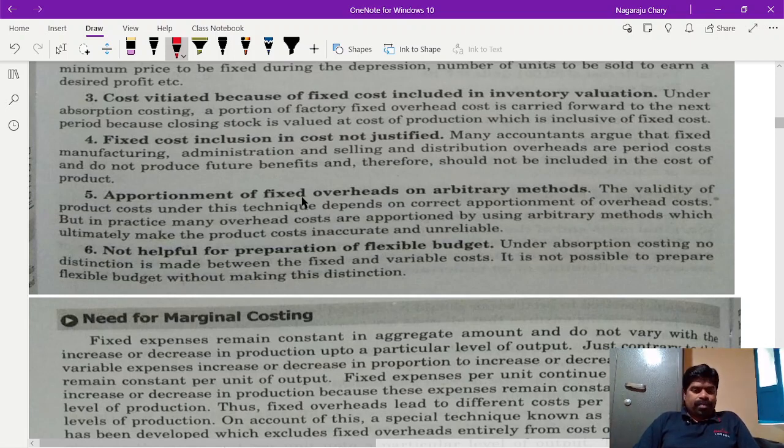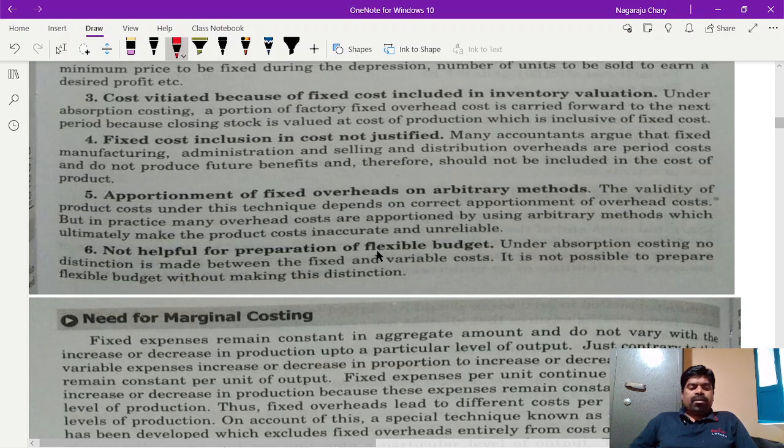Okay, so that is a problem: apportionment of fixed overheads on arbitrary method. The validity of product cost under this technique depends on correct apportionment of overhead cost. But in practice, many overhead costs are apportioned by using arbitrary methods, which ultimately make the product cost inaccurate and unreliable. So apportionment of fixed overheads can be done by arbitrary method.